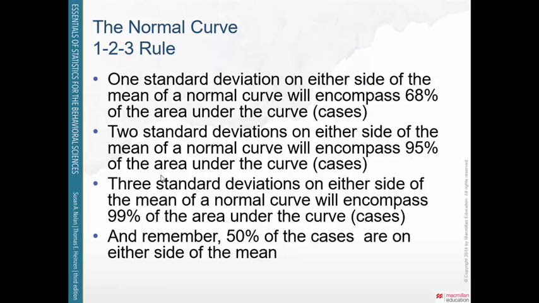So the 1, 2, 3 rule, I have it right here. This is for a normal curve, so if you're talking about a skewed distribution, this does not hold up. But for a normal curve, 1 standard deviation on either side of the mean will encompass 68% of the cases. 2 standard deviations on either side of the mean on a normal curve will encompass 95% of your cases. And 3 standard deviations on either side of the mean of a normal curve will encompass 99% of the cases. And as I said, you have to remember there are 50% of the cases on either side of the mean.